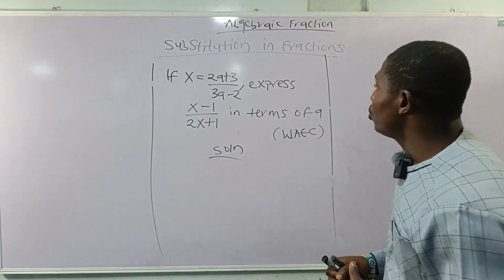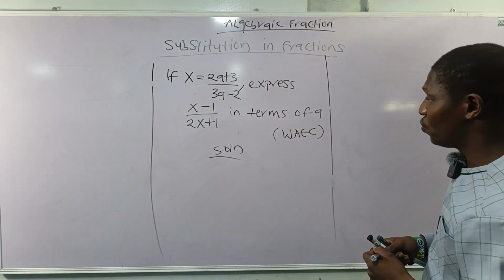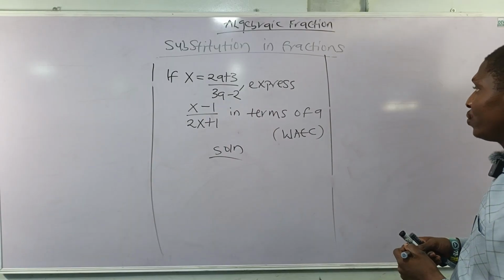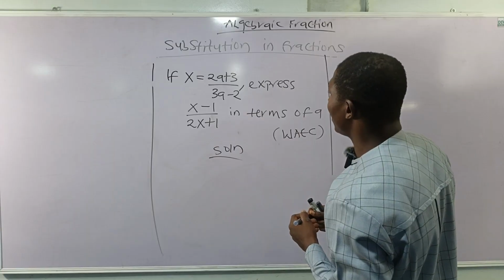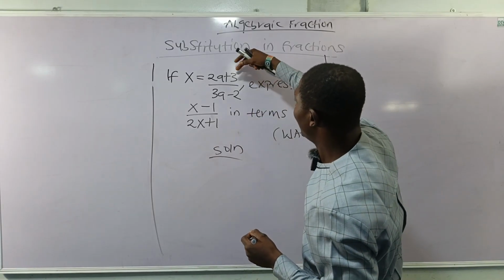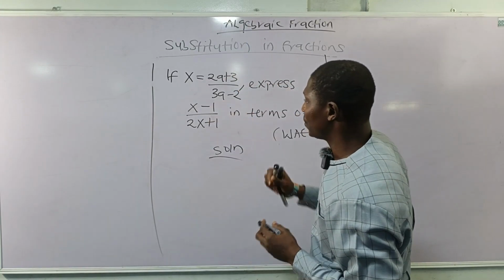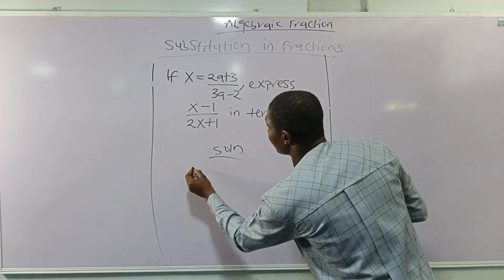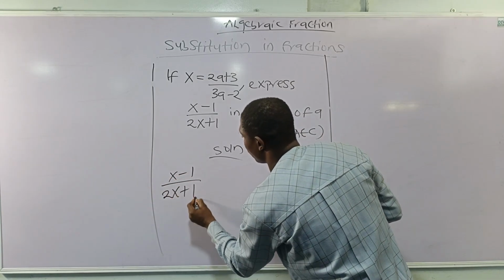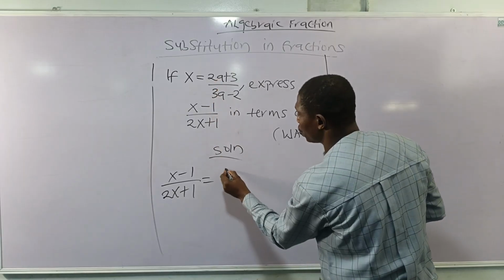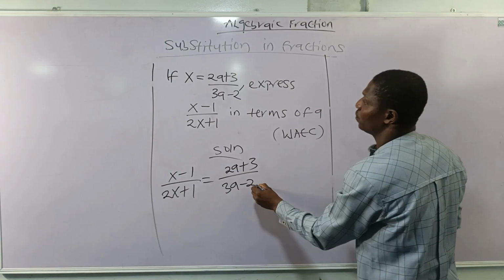So we have x equal 2a plus 3 all over 3a minus 2. We have to express x minus 1 all over 2x plus 1 in terms of a, and it's a y question. How do we do this? We simply put our value 2a plus 3 all over 3a minus 2 in place of x. So we have, this is our value of x, which is x minus 1 all over 2x plus 1. So in place of x here, I have 2a plus 3 all over 3a minus 2.